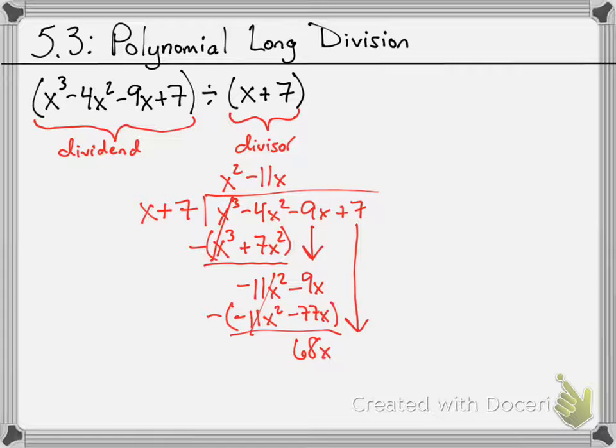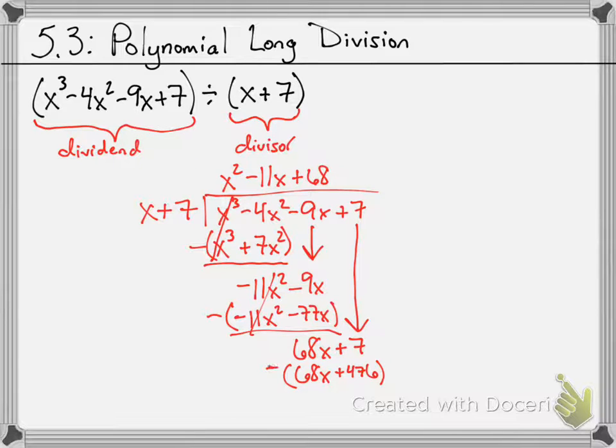If I have more terms left in my dividend, I'm going to continue to pull them down until there's nothing more to pull down. So I'm going to pull down the plus 7, and I'm going to repeat this process one more time. Again, I look at the front terms, 68x divided by x. If I do that, I'm going to have a positive 68. And now it's just a matter of repeating the same process. 68 times x, 68x, 68 times 7, 476.